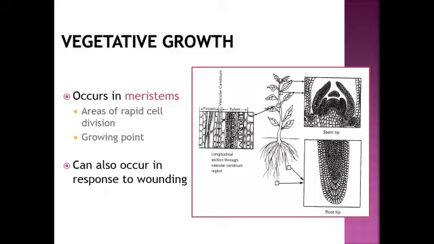Vegetative growth will occur from the meristems, and it can also occur in response to wounding the plant. So when you take a stem cutting, you're cutting it off the parent plant and you are creating a wound by cutting it there. And having that wound also stimulates vegetative growth in the plant.